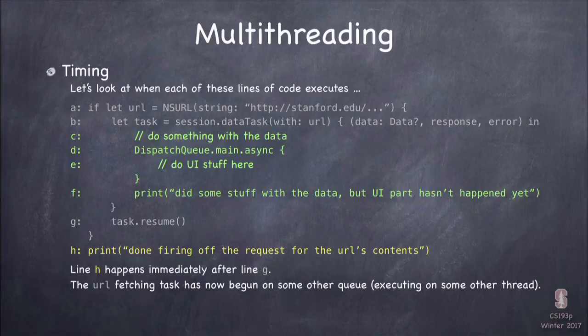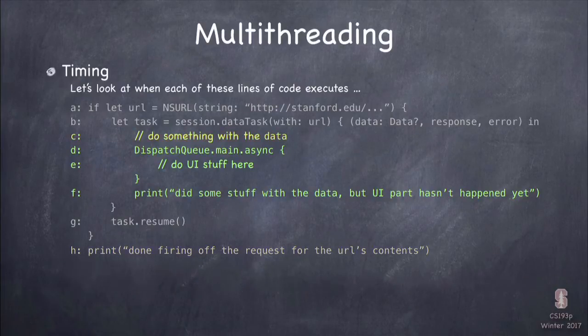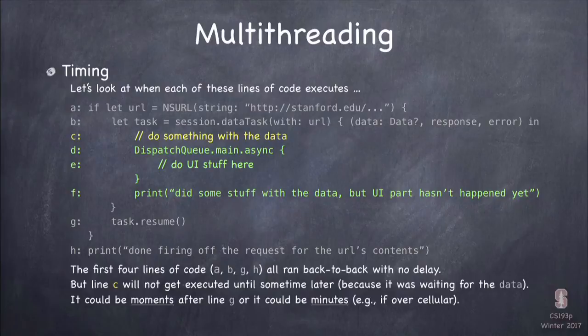The next line of code that's going to happen after this one is this one. After the URL contents come back, now this closure is going to execute, and so we're going to have line C executed. So A, B, G, and H run right after each other, no delay. Then there was a delay while we went and got the URL contents. That could be a long delay. That could be a minute or more if it was a big file over cellular or something like that.